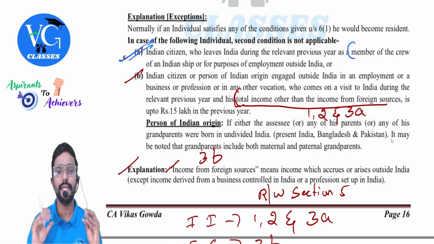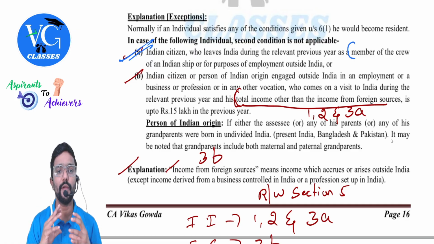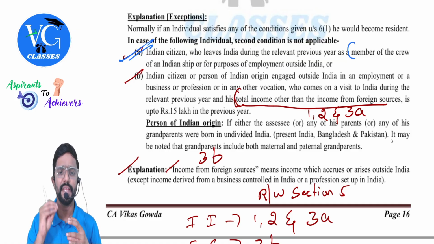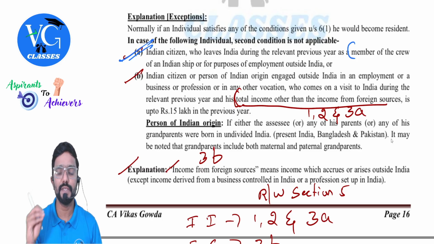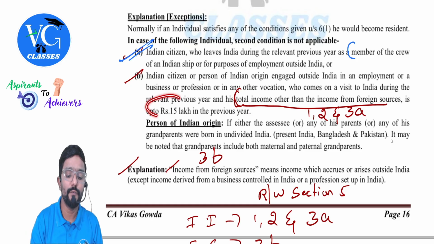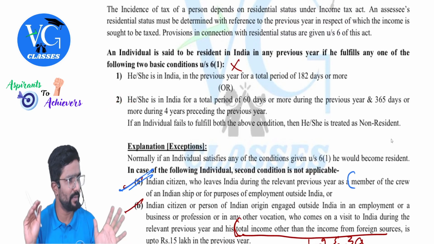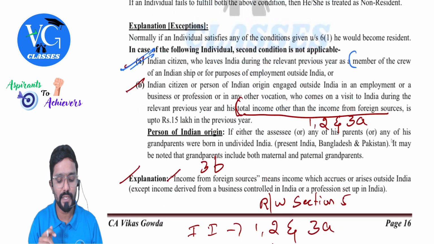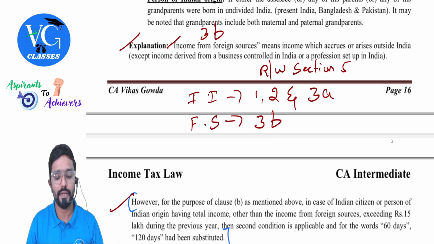Indian citizen or a person of Indian origin engaged outside India in an employment or a business or profession or in any other occasion, art of earning the livelihood. Occasion means art of earning the livelihood. Who comes on a visit to India during the relevant previous year and his total income other than the income from foreign sources is up to 15 lakh. That means in that scenario, the second condition is not at all applicable. Sir, what if in the same case Indian income is more than 15 lakh? I have given it here.